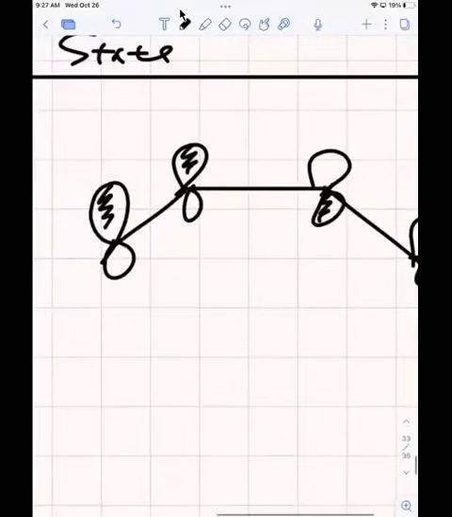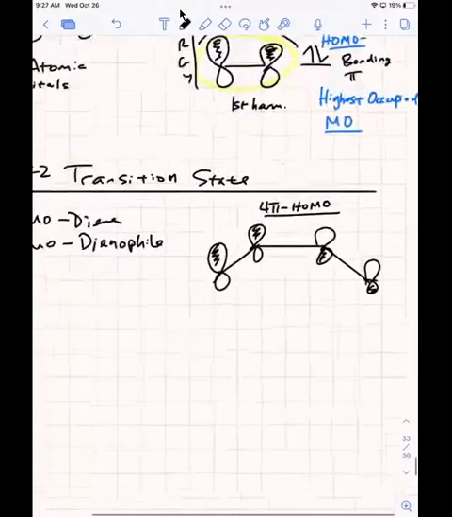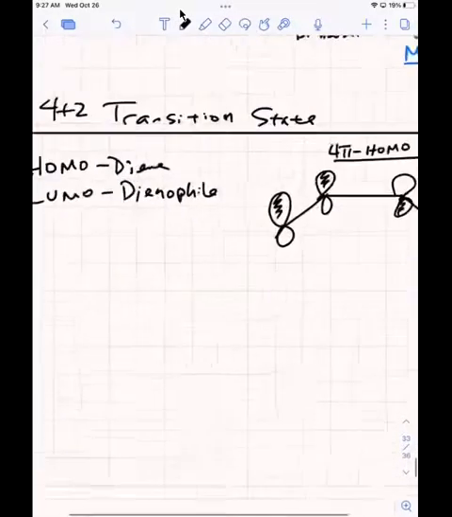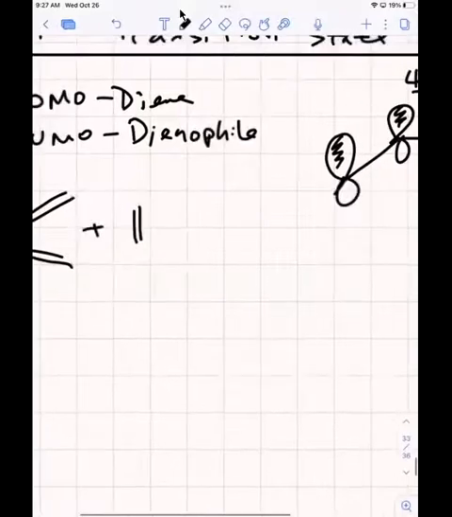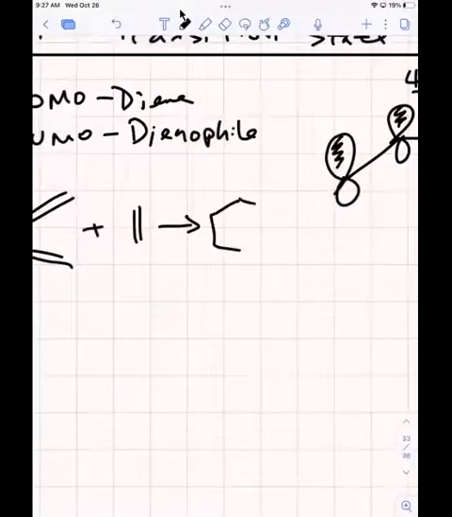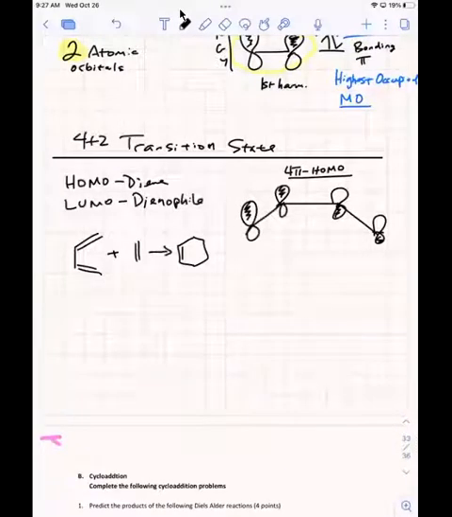This is my 4-pi HOMO. And then with my dienophile, let's just say it's this reaction right here. So this plain Jane, no substituents, plus that going to this. All right. This is a very powerful reaction, by the way, and very widely used for making these cyclohexane derivatives.